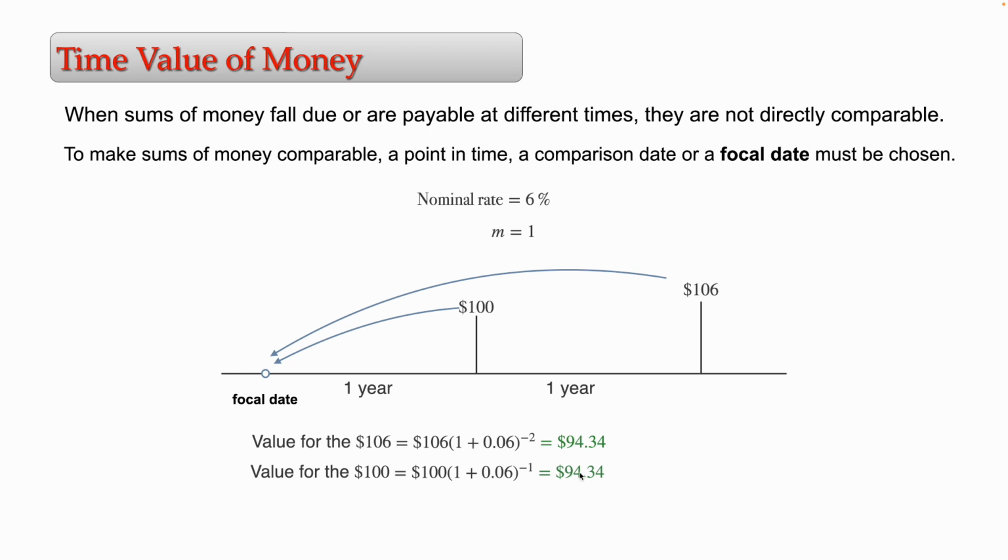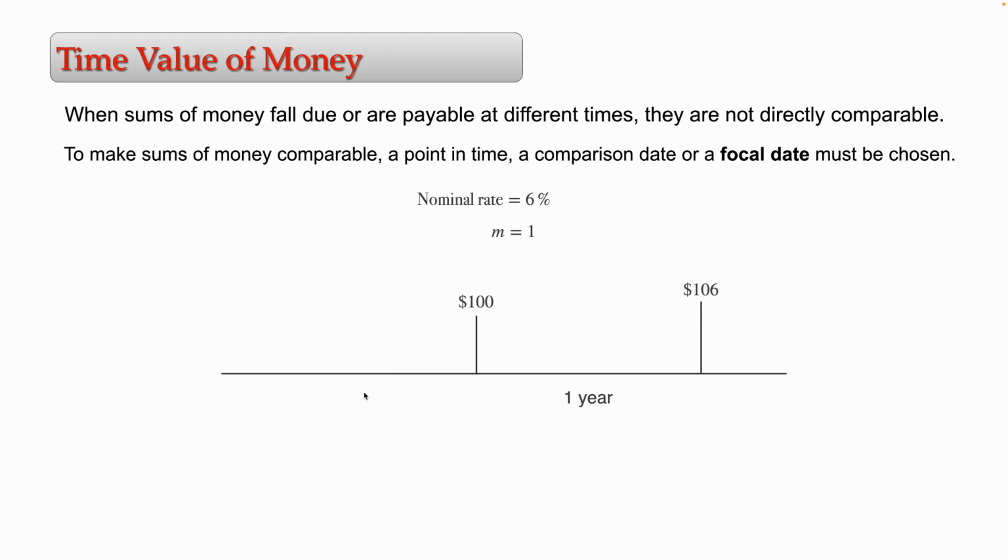After I see that these two amounts are the same, we conclude that these two amounts, 106 due at that moment, is equivalent to this 100 due that day. So these two amounts are equivalent because they produce the same value when they are evaluated at the same date, at this focal date. And whatever focal date that we use, the conclusion will be the same.